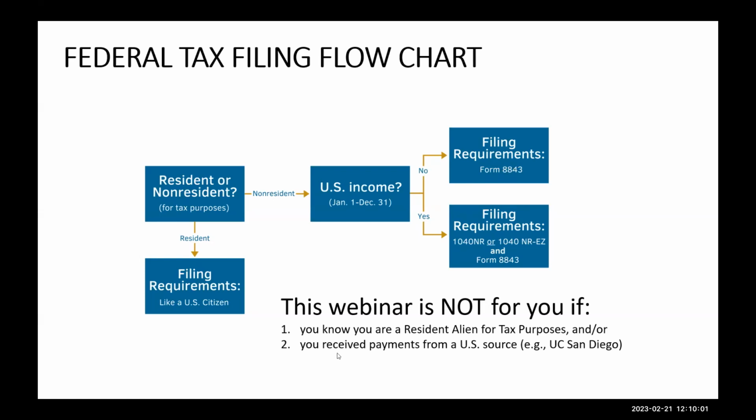Okay, so if you know that you're a resident alien, then you don't need to be on this call. And if you received payments from a US source, for instance, UC San Diego, then this presentation is also not necessary for you because you're going to have to file the 1040 NR as well as the 8843. Certainly you can stay and listen to how to complete the 8843, but the 1040 NR is also going to be required.